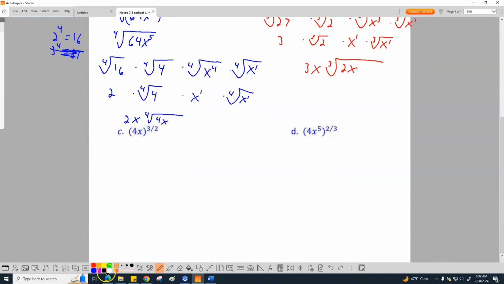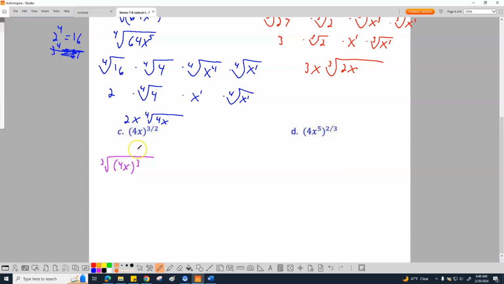Now I'm going to go ahead and switch gears again and solve this relatively quickly. Here I go. This is kind of fun. I'm going to rewrite this there. Notice the 3 halves. So I'm going to draw my house. I have this entire thing, 4x, raised to the power of 3, the square root house there.